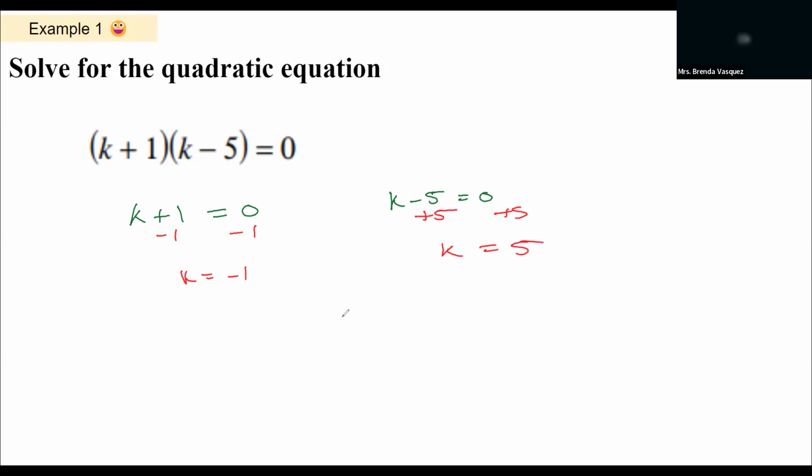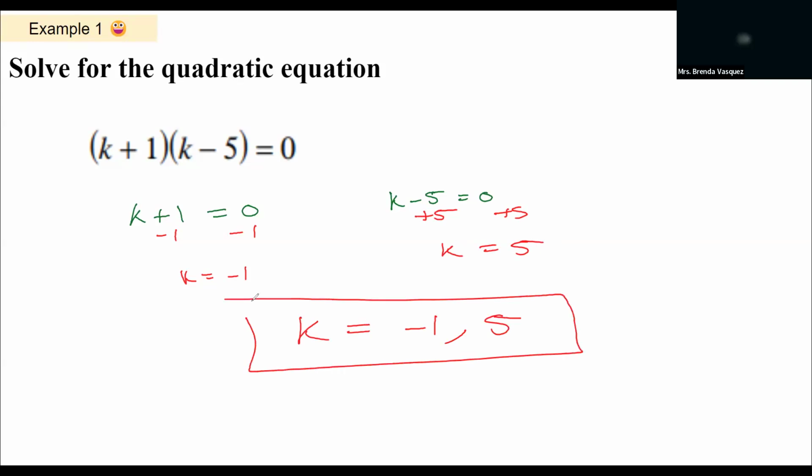In the square root method, we had a plus and minus and then a value. This time k has to equal -1 and +5. My solutions might be the same or different, but the majority of the time they will be different from each other. They're not going to be plus and minus a particular value. This time we're going to have 2 different solutions. These are the values of k. Not too bad, right?